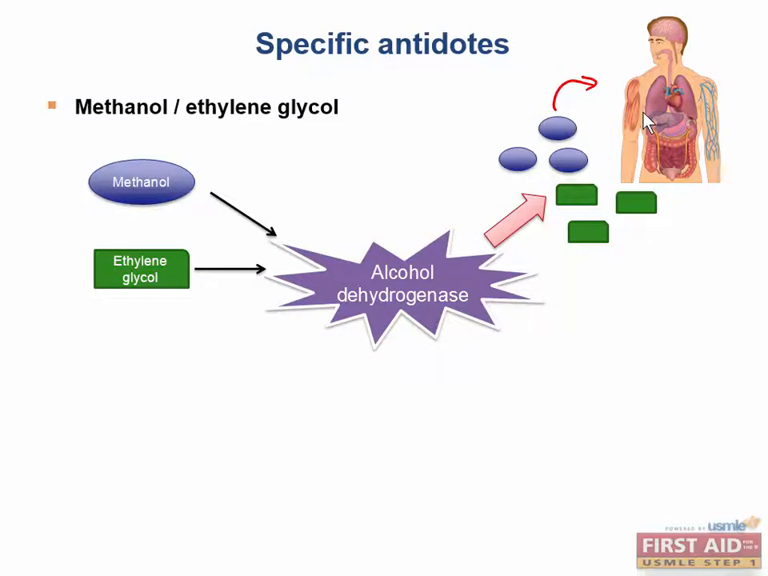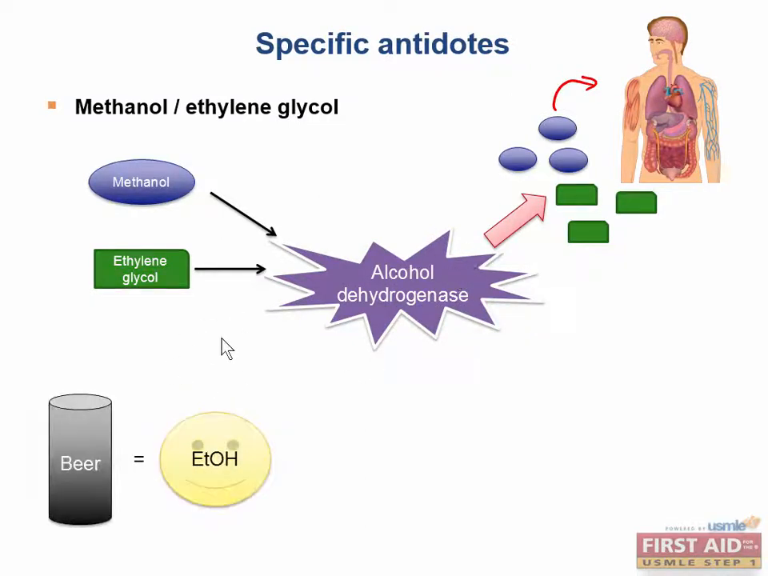harm our body. However, this enzyme also converts ethanol, or alcohol, into our acetaldehyde. Now this is a byproduct that causes the hangover effect after a long night of drinking. Needless to say, many of you will experience an acetaldehyde overload after taking the USMLE. A surprising and yet effective treatment for methanol and ethylene glycol toxicity is going to be giving alcohol, which is going to compete for the binding on our enzyme alcohol dehydrogenase.